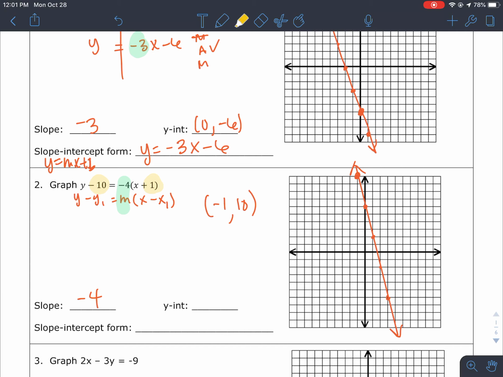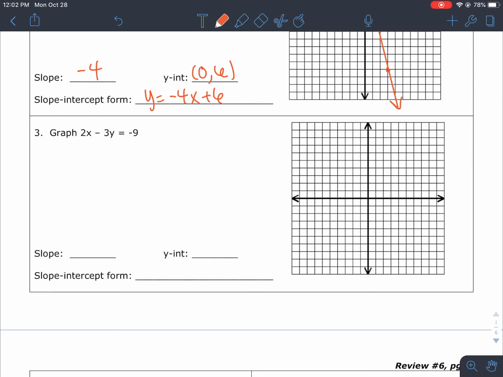Looking here, I now can determine my y-intercept where it crosses the y-axis, which is at 1, 2, 3, 4, 5, which is at 6. So 0, 6. And I can write my equation in slope-intercept form. So y equals -4x plus 6.